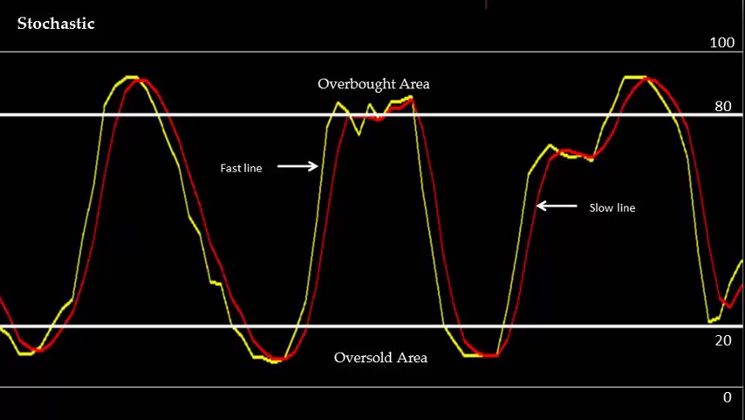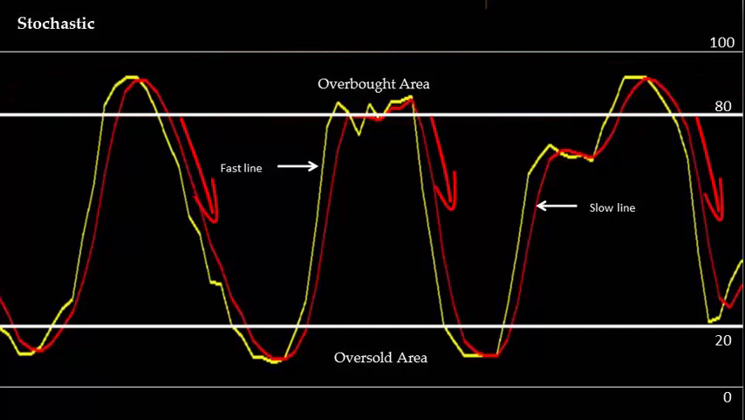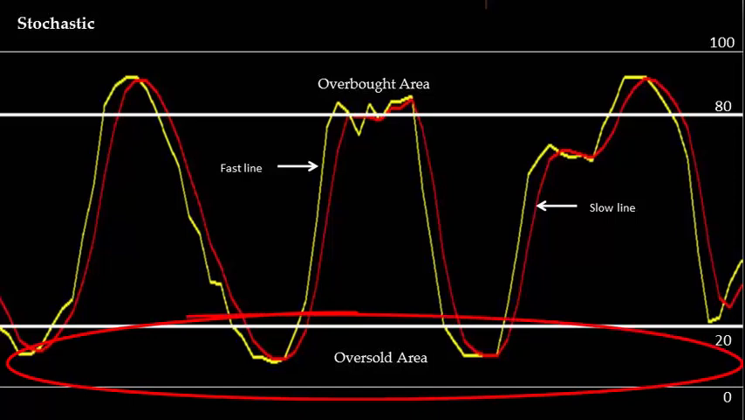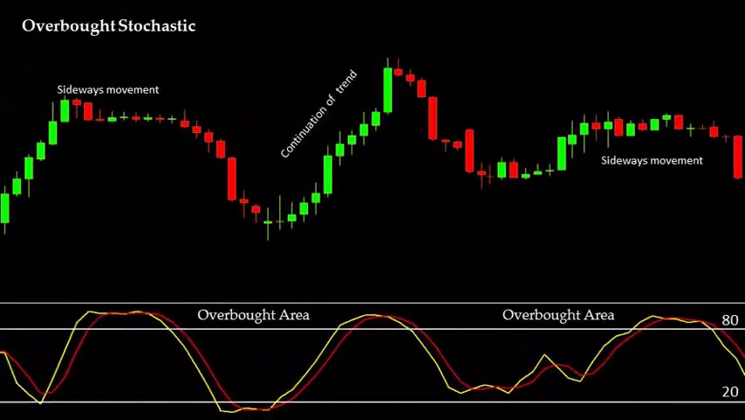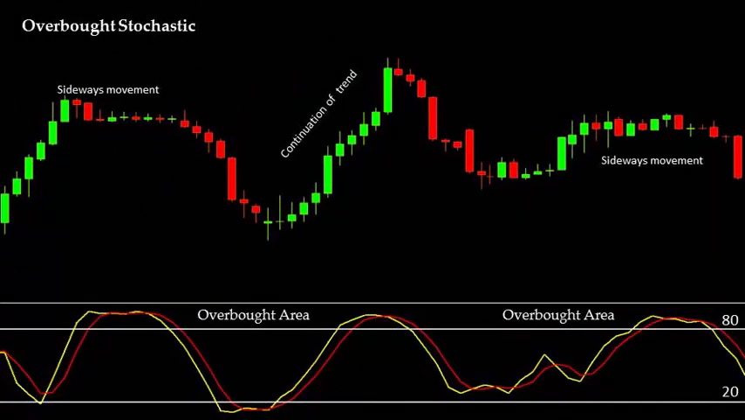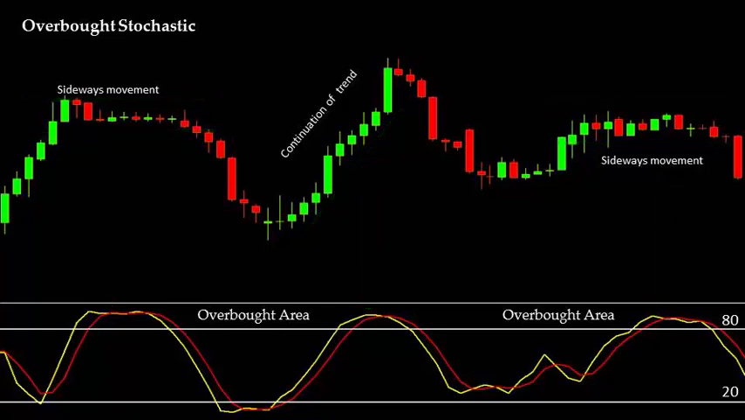Typically, anything that is above the 80 control level is considered overbought and indicates that price may go down, and anything that is below the 20 control level is signaling that it is oversold and price may go up. Let's add stochastic to a real chart. When stochastic is trading for some time in the overbought zone, it can indicate either a continuation of the trend or it can indicate sideways movement. It is wise to wait for both red and yellow lines of stochastic to fall below the 80 control level before considering a sell trade.